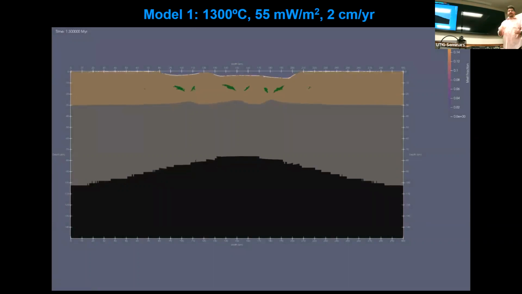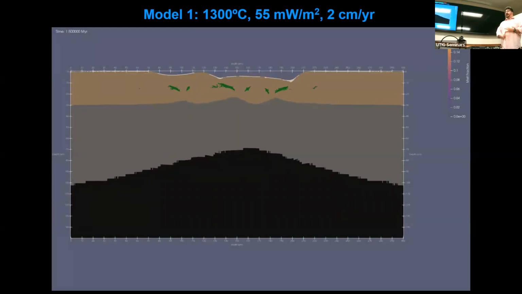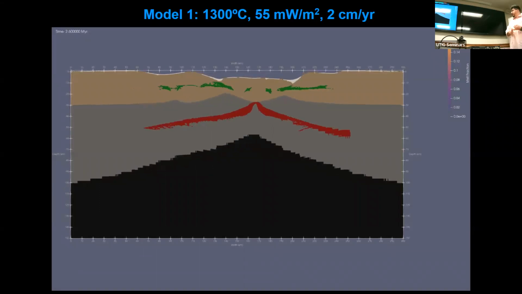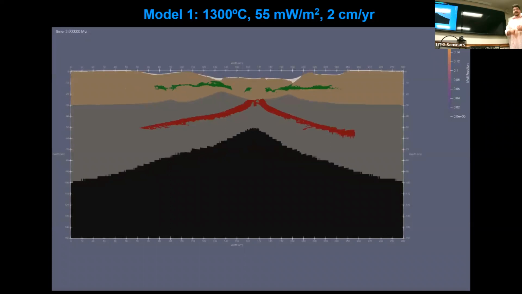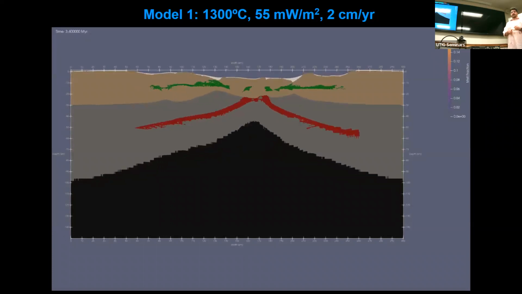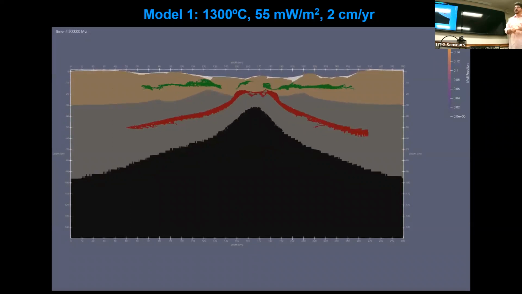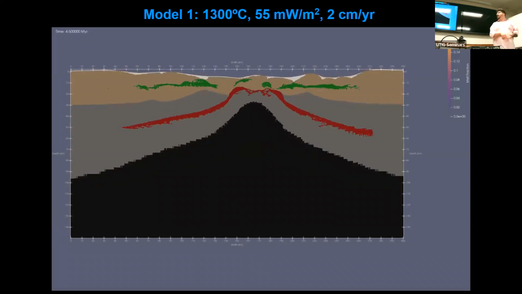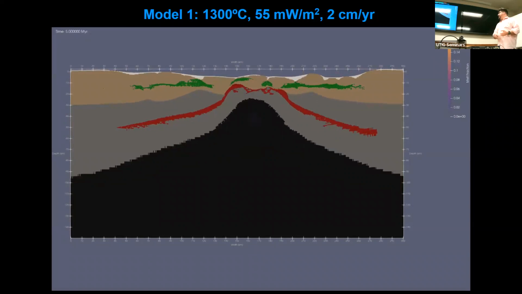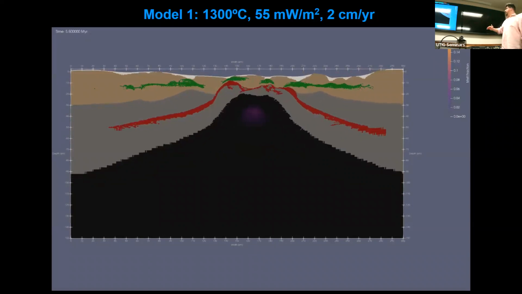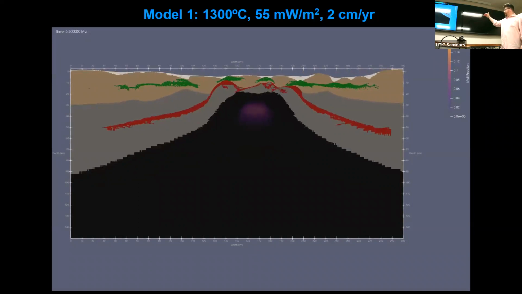The brown is continental crust. The gray is the mantle lithosphere, the subcontinental mantle. That's all olivine. The black is the asthenosphere. Red are those high temperature shear zones in the mantle, and the green are shear zones and detachment faults in the crust. And then in a moment here, the purple starts to show. That is our melt production, and it's going to go from purple to orange to bright yellow.